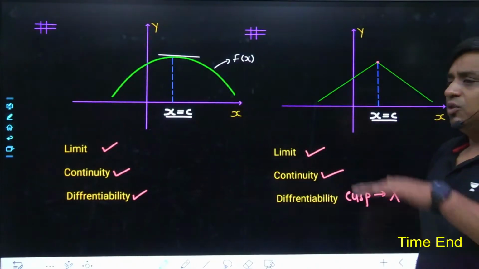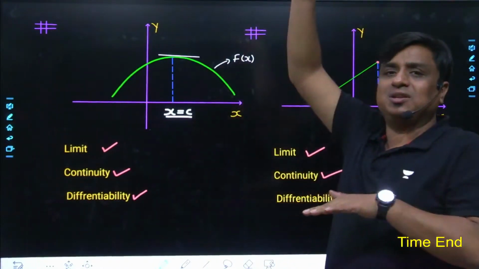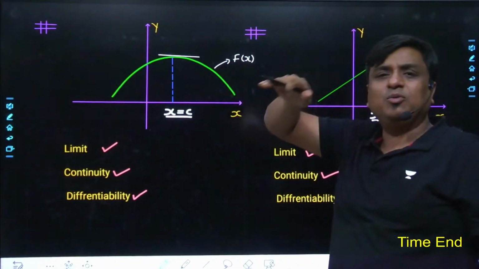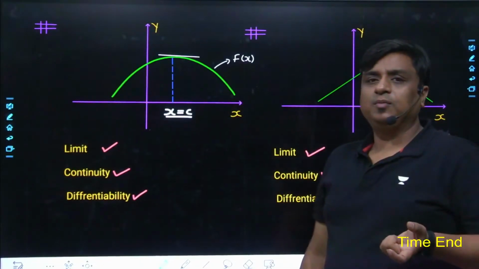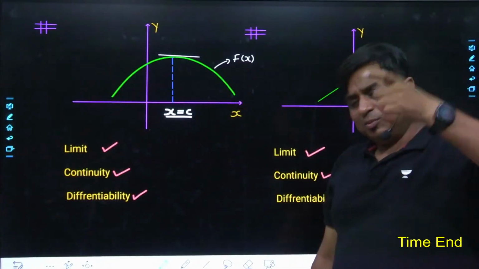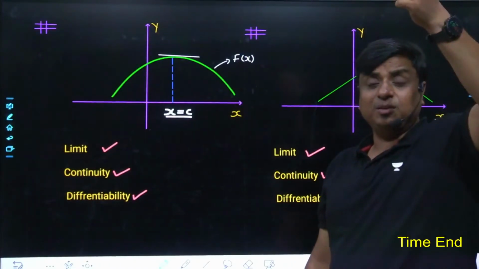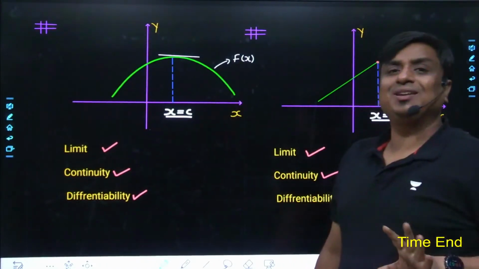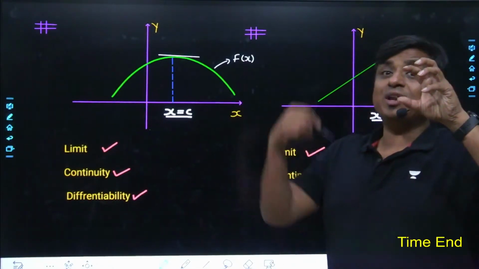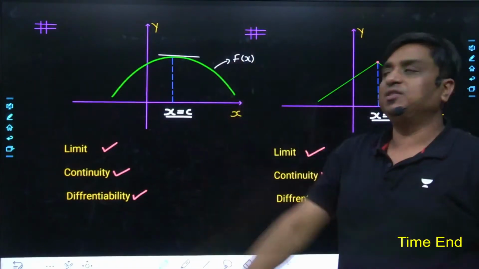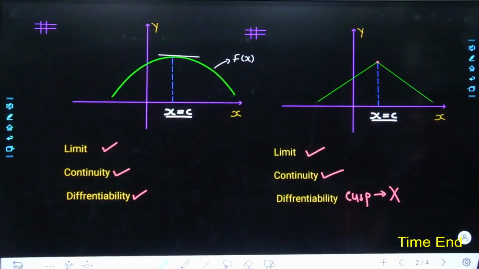Agreed with what I'm saying? So in the ladder structure, the topmost ladder is differentiability, the middle is continuity, and the least one is limit. So if it is continuous, by default the limit does exist. If it is differentiable, by default it is continuous as well as the limit does exist. If it is continuous, by default the limit does exist, but it may or may not be differentiable in nature. Did you really understand what exactly I wanted to communicate?